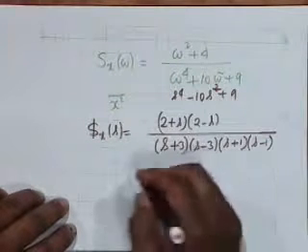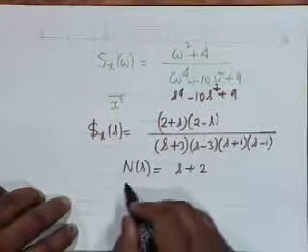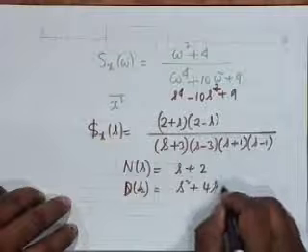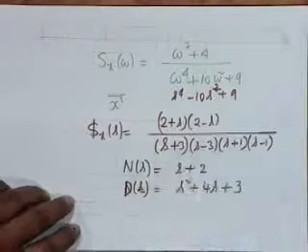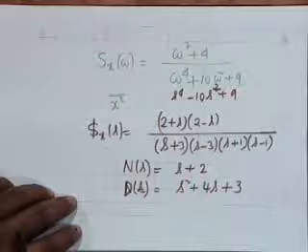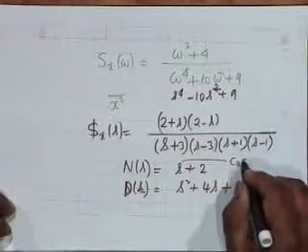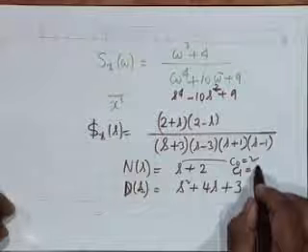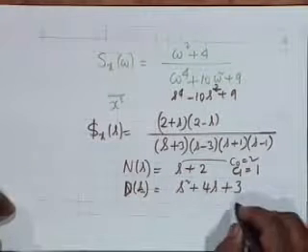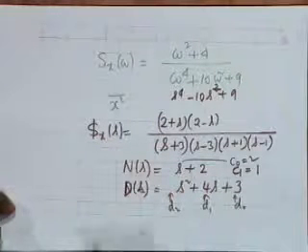Now what is your n of s? Obviously n of s is s plus 2, and d of s is s squared plus 4s plus 3, that is, (s plus 3) multiplied by (s plus 1), all right. So my C0 is equal to 2, C1 is equal to 1. I'm comparing with the coefficients of the numerator. D0 is 3, D1 is 4, and D2 is 1, all right.